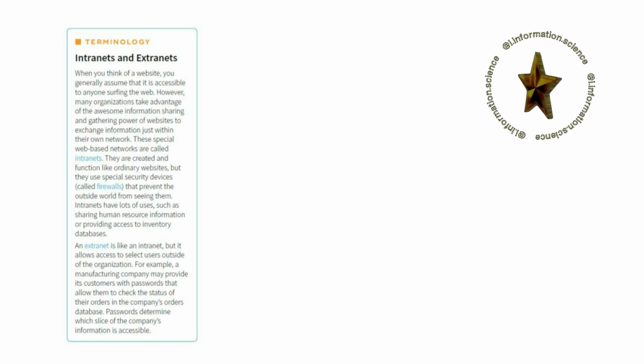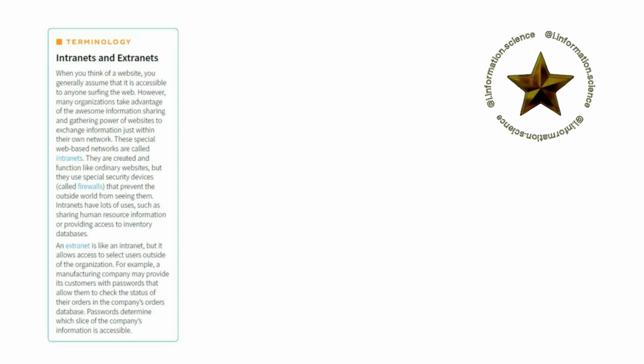Intranets have lots of uses, such as sharing human resource information or providing access to inventory databases. An extranet is like an intranet, but it allows access to select users outside of the organization. For example, a manufacturing company may provide its customers with passwords that allow them to check the status of their orders in the company's orders database. Passwords determine which slice of the company's information is accessible.